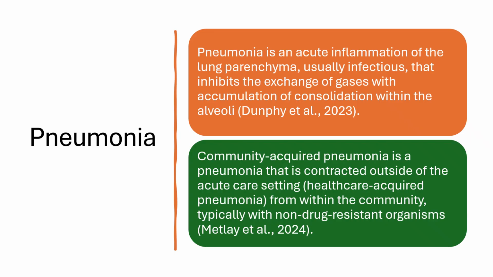According to our textbook, pneumonia is an acute inflammation of the lung parenchyma. It is usually infectious in nature. Exudate inhibits the gas exchange in the alveolar spaces, leading to consolidation, particularly in the dependent spaces. Community-acquired pneumonia, or CAP, is a type of pneumonia that is generally contracted and presents from the community or the general population.